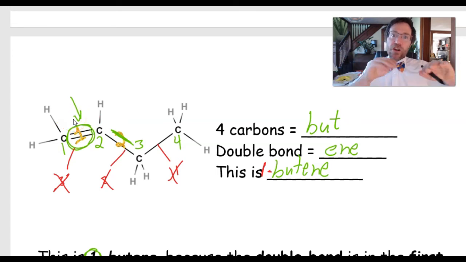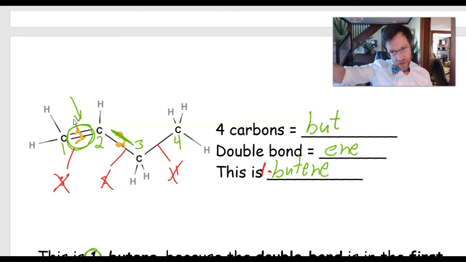Because remember, the closer it is to the end of the chain, the more highly reactive it is. So I want to know, do I need to have a blast shield on? Do I need to have it in a special container? Or am I okay? You get what I'm saying?